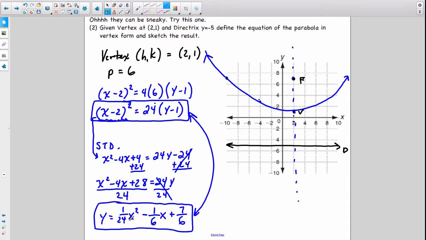I must say that you'll always have fractions here. Miss Sanfini and I have always tried to find out a way that the standard form would not have fractions, and we just can't. So when you're dealing with this focus directrix stuff, and you ever put it into standard format, it's always going to have these fractions. Sorry about that.